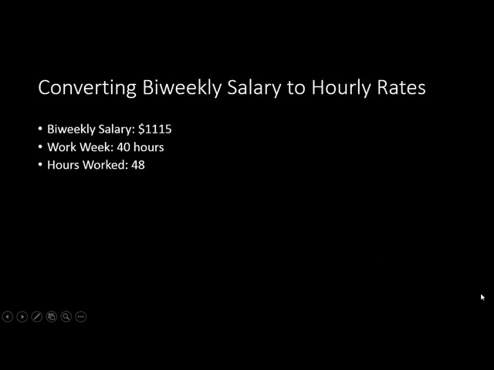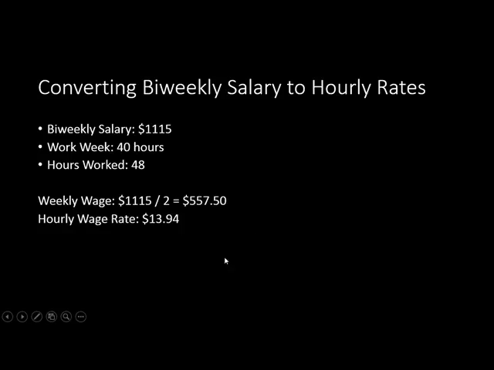To convert biweekly salary to hourly rates, we will take the biweekly salary, $1,115, divided by 2, which gives us $557.50 for a weekly wage. Hourly wage rate is $13.94. That is taking the $557.50 and dividing by 40.